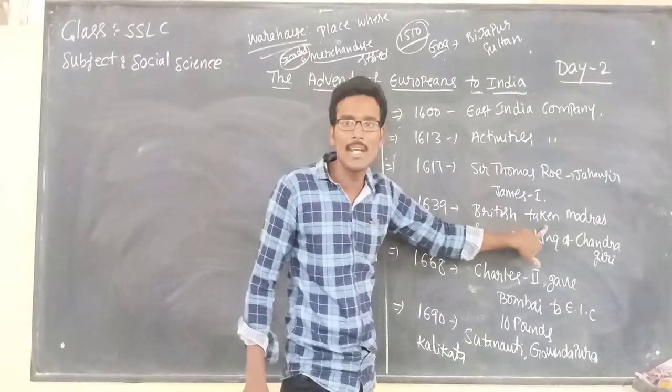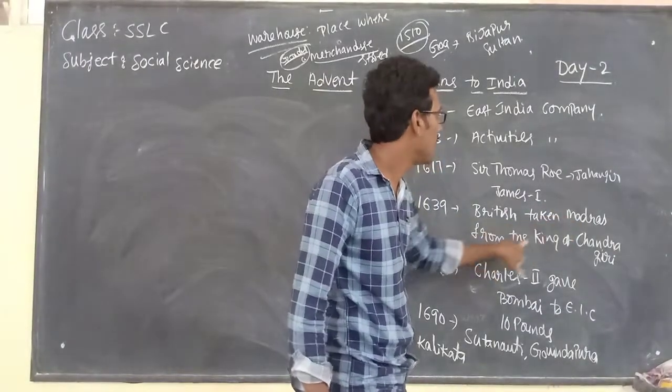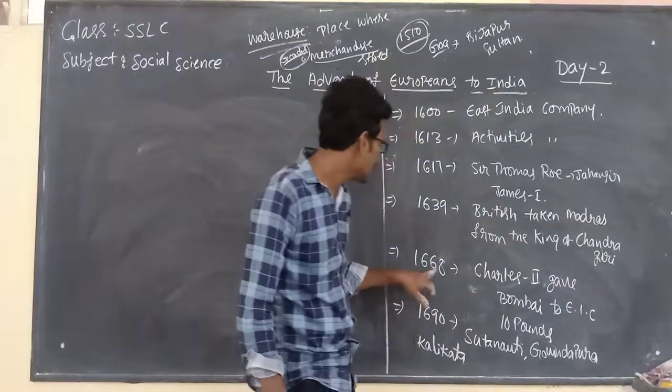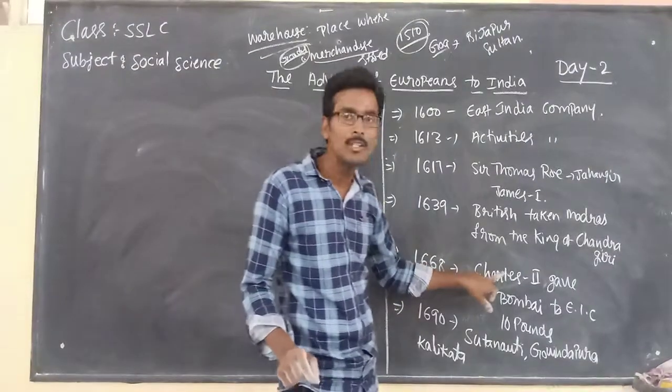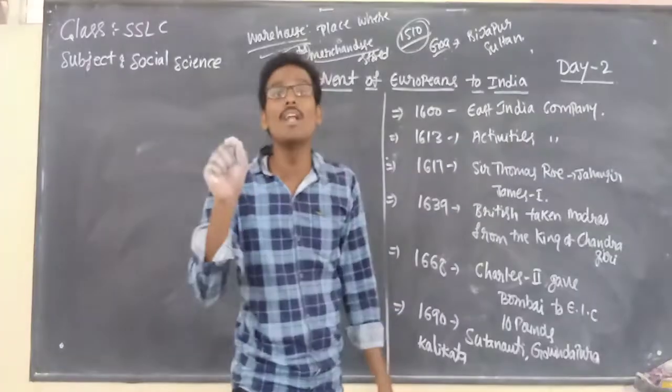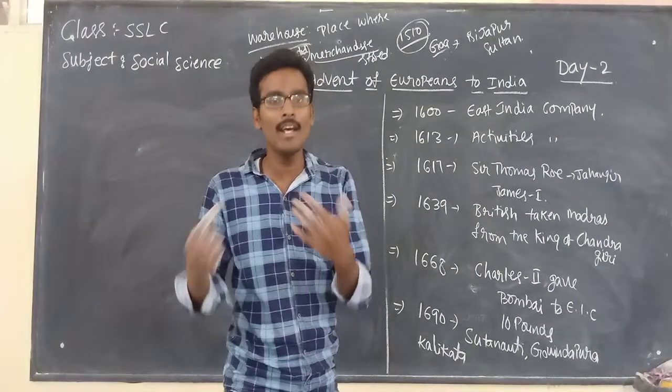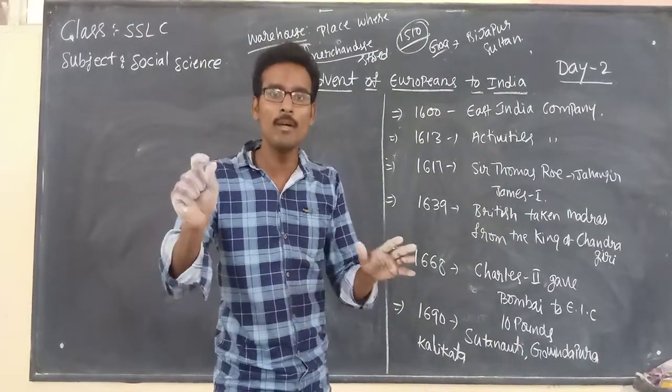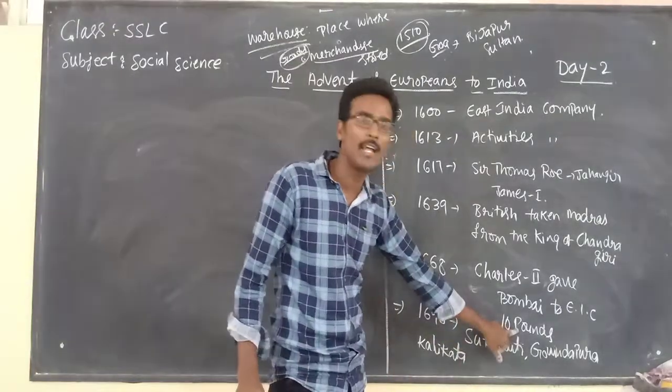1639, the Britishers took Madras from the King of Chandragiri. 1668, Charles II gave Bombay to the East India Company for the annual rent. Annual rent means every year the East India Company has to pay to the British. How much amount here? 10 pounds.